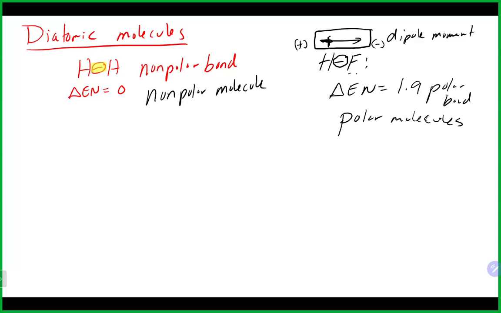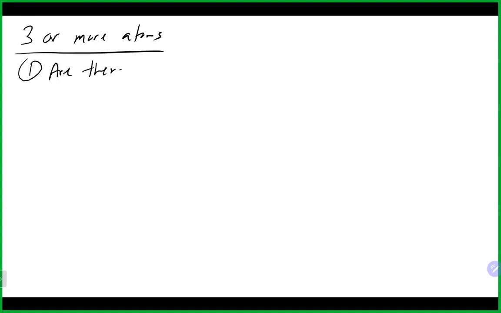Now, if everything was that simple, that would be great, but it's chemistry, so it's not going to be, right? When we get to three or more atoms, there are a couple of things you have to look at to determine whether the molecule is going to be polar or non-polar. First, are there polar bonds? And secondly, you have to look at the molecular geometry that we just talked about.